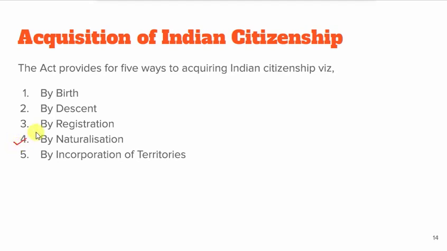And now, by naturalization. So this is actually under the control of the central government, which on an application may grant a certificate of naturalization to any person, unless he is an illegal migrant. He needs to fulfil some other conditions as well, where he is not a subject or a citizen of any country where citizens of India are prevented from becoming subjects or citizens of that country by naturalization.